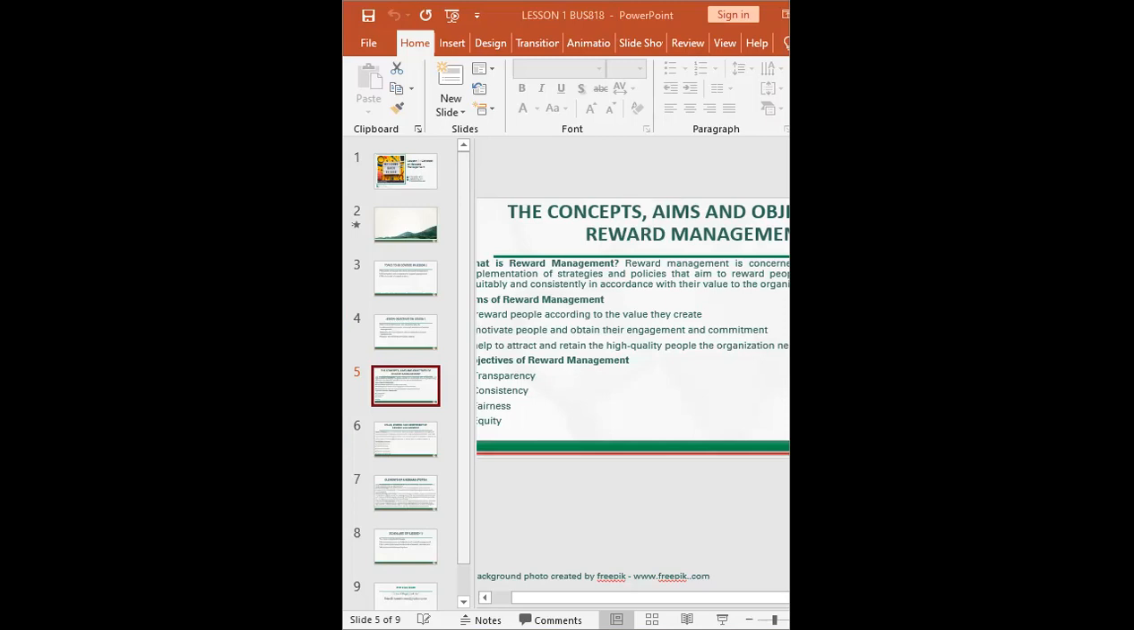And then we now move on to the aims of reward management. I hope you can still see the slides, right? Yes, I'm seeing them. Yes, okay.